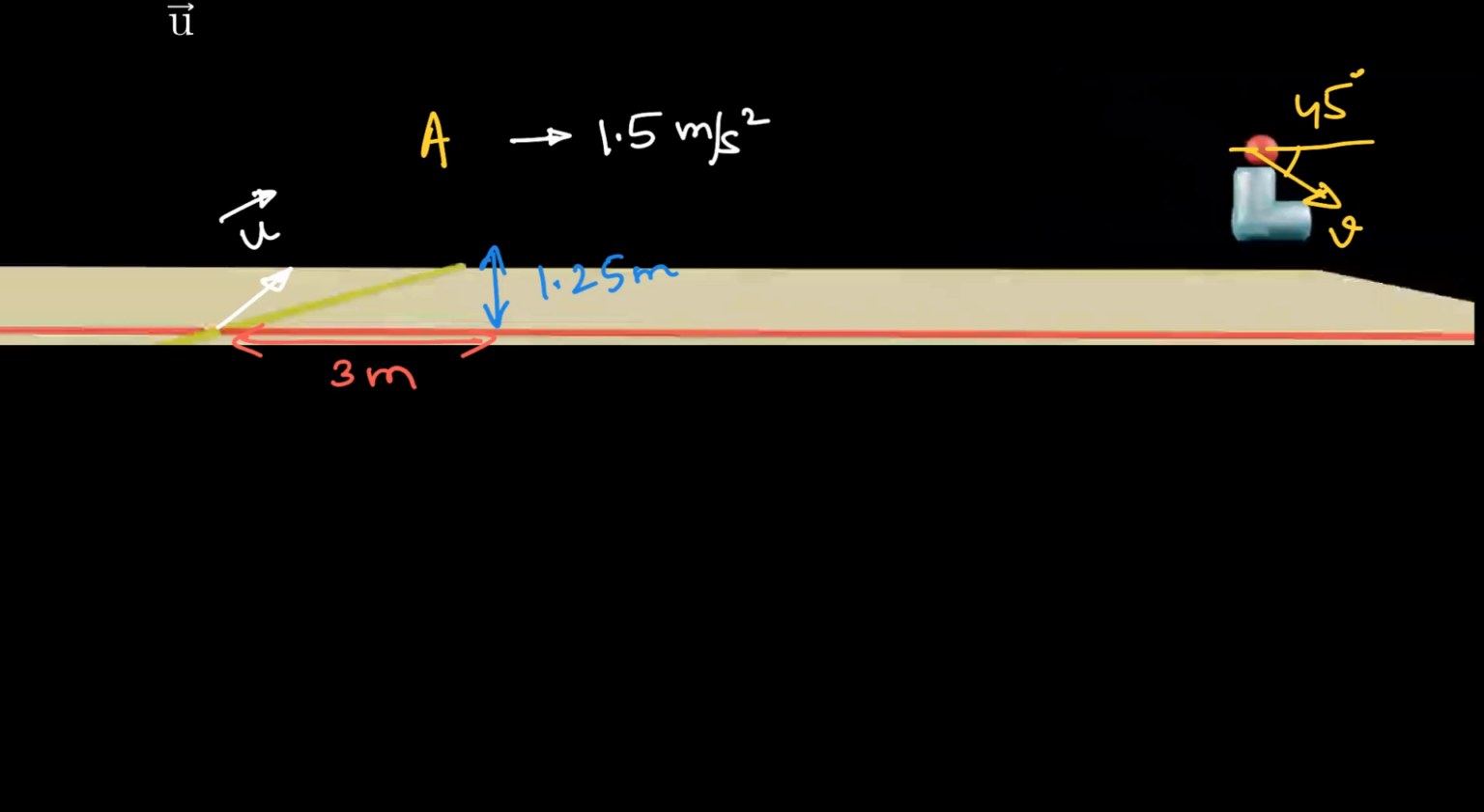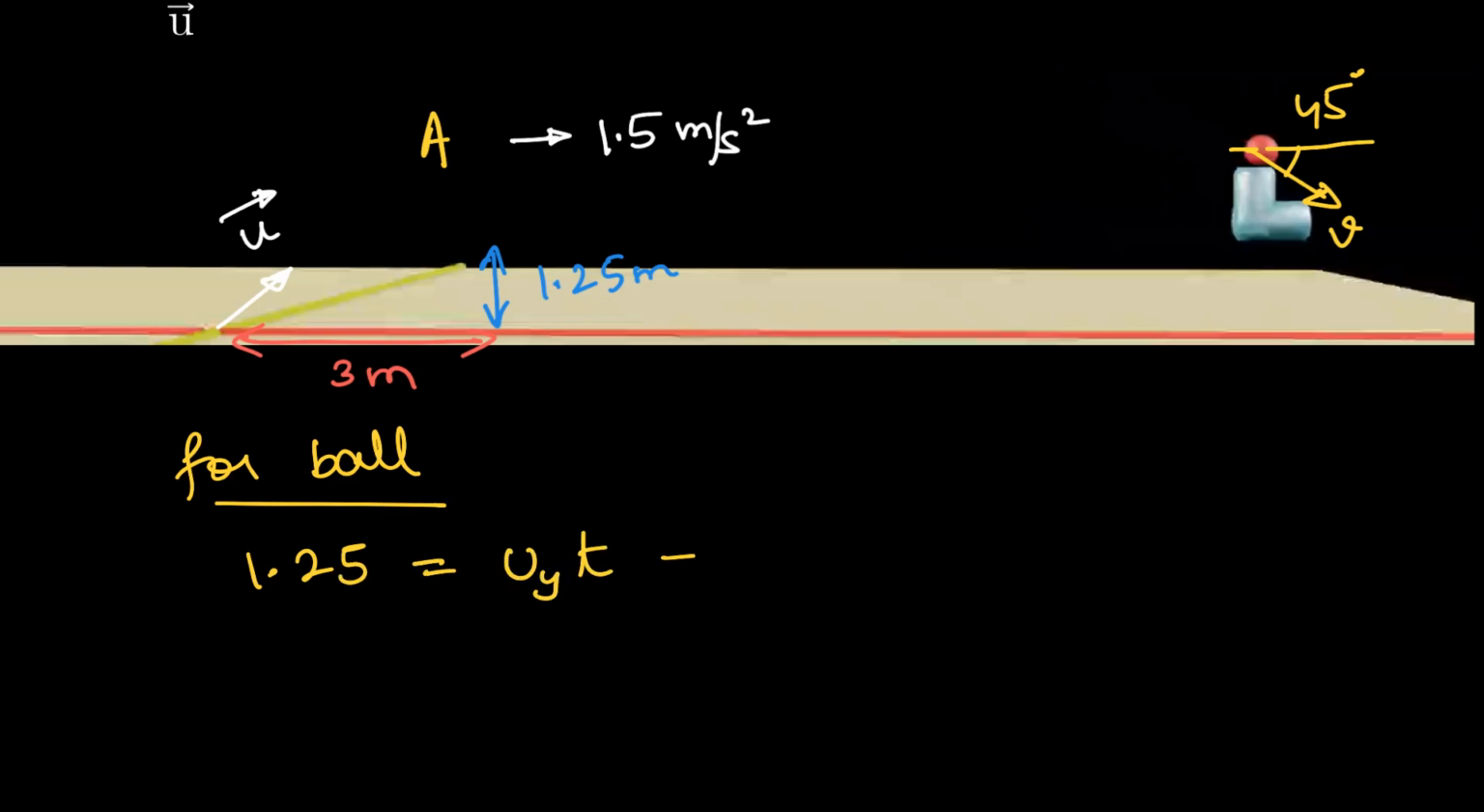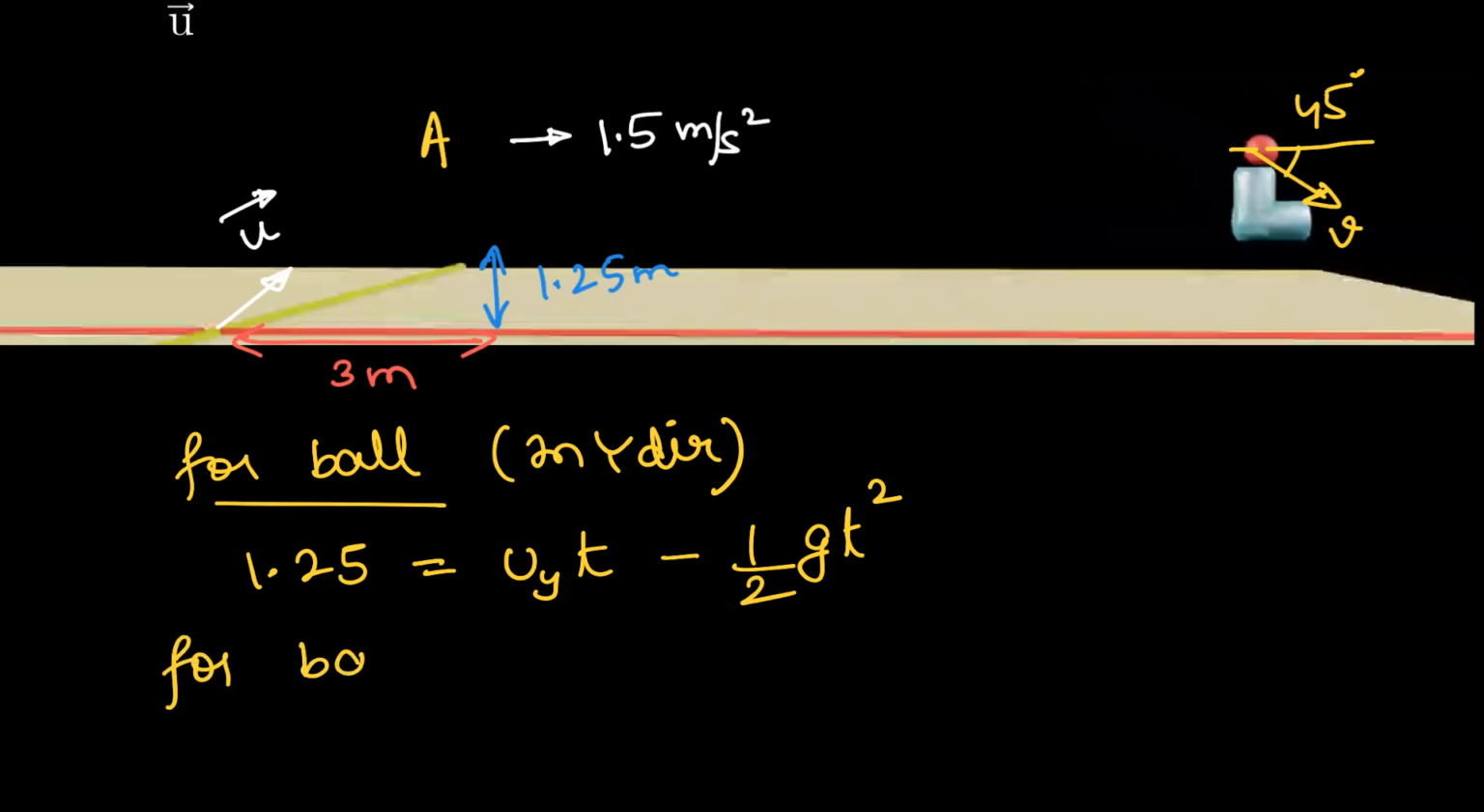If you write the equation for the ball in y direction, we can write 1.25 equals to uy into t minus half gt square. This is for the ball in y direction. Now for the ball in x direction.